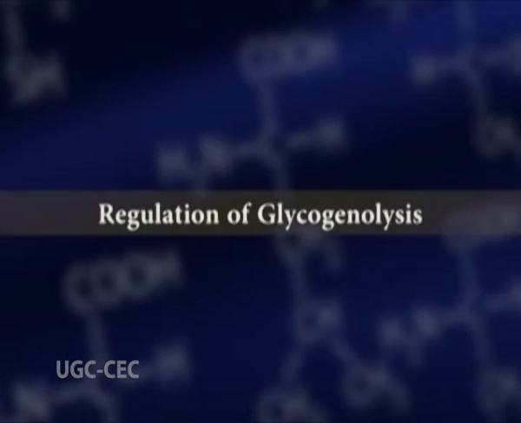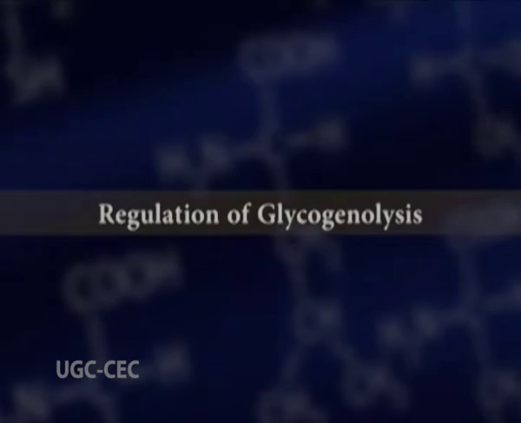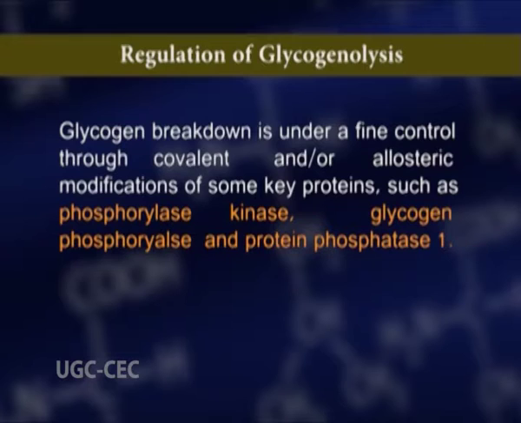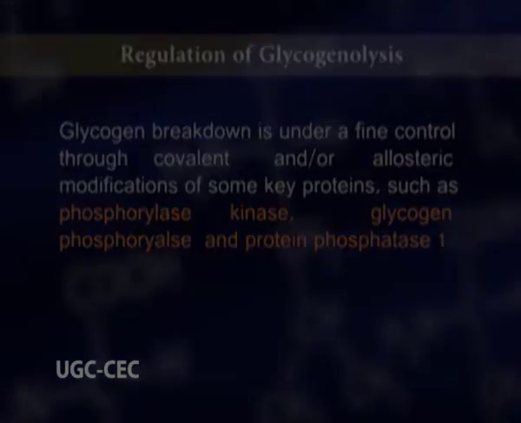Now let us come to regulation of glycogenolysis. Glycogen breakdown is under a fine control through covalent and/or allosteric modifications of some key proteins such as phosphorylase kinase, glycogen phosphorylase, and protein phosphatase. Glycogenolysis is also regulated hormonally in response to blood sugar levels by glucagon and insulin, and stimulated by epinephrine during the fight or flight response.